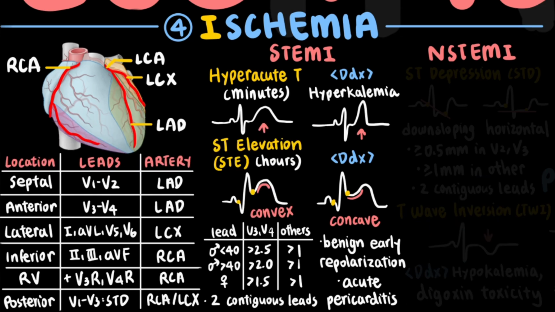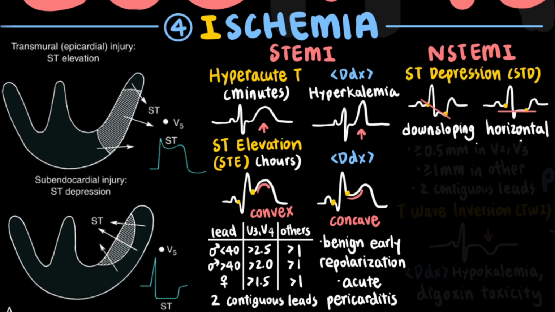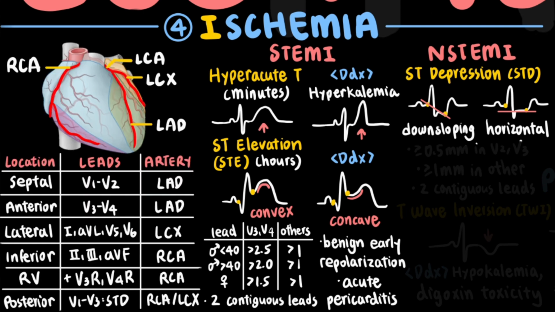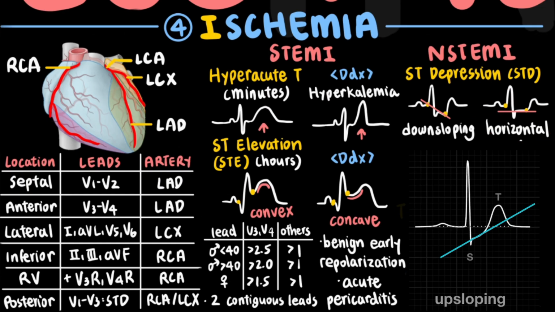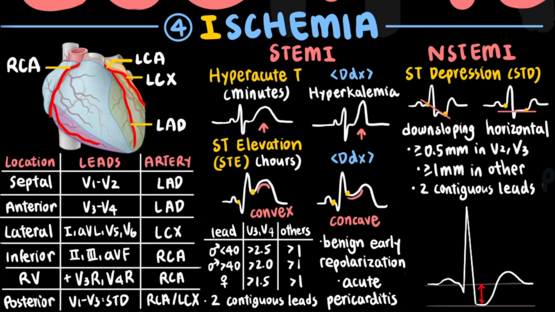Now let's move on to non-STEMI. Unlike STEMI, where we see ST elevation, the earliest ECG change in non-STEMI is usually ST depression caused by subendocardial ischemia. When looking at ST depression, the morphology is very important. Downsloping or horizontal ST depression is much more specific for ischemia. Upsloping depression, on the other hand, is often non-specific and may even be normal with exercise. The definition of ST depression is greater than 0.5 mm in leads V2 and V3, or greater than 1 mm in all other leads. And like ST elevation, it must be present in at least 2 contiguous leads.